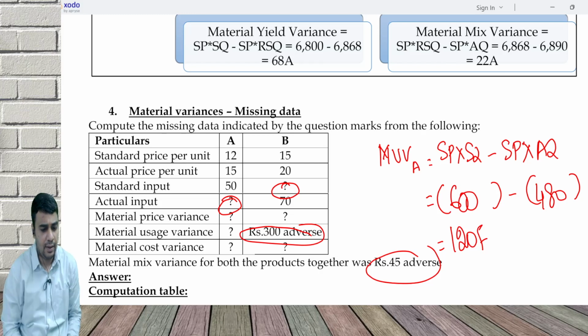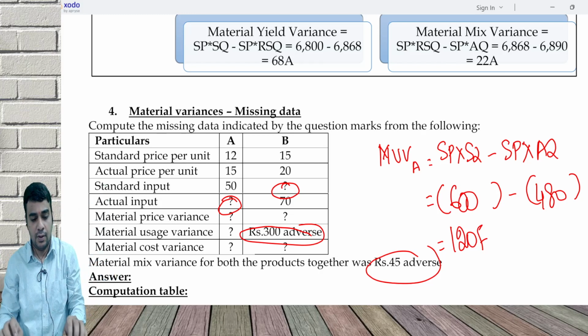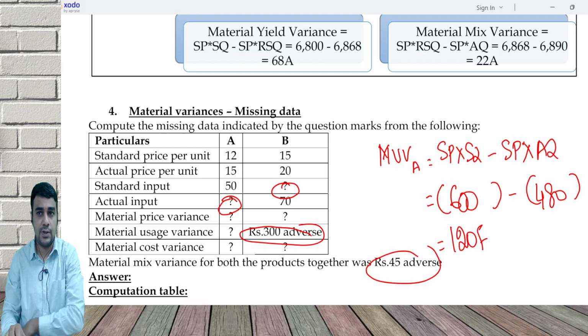How much is the material cost variance of A? 0. B? Clear? Any doubts on this? Can you proceed?